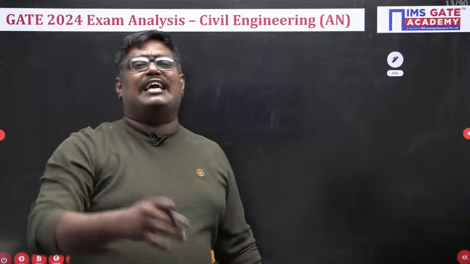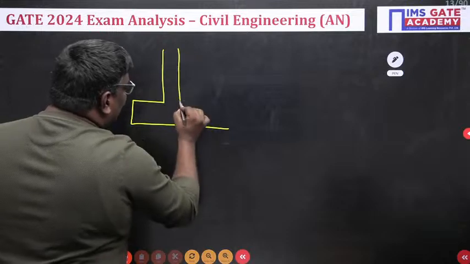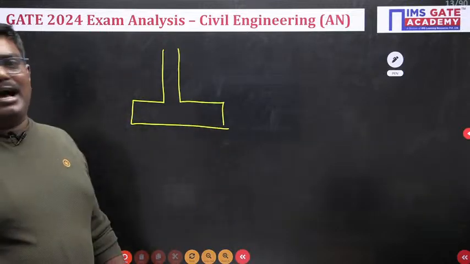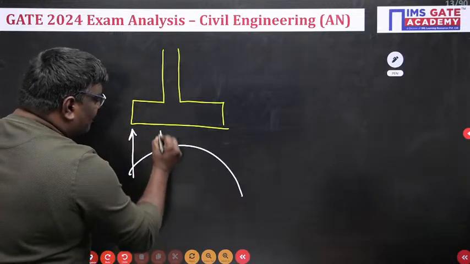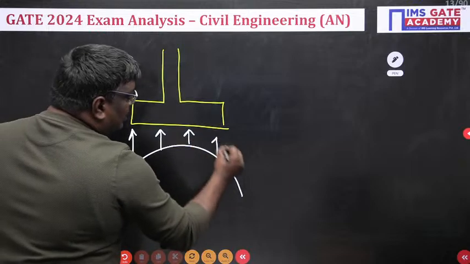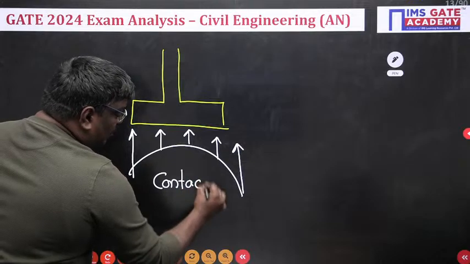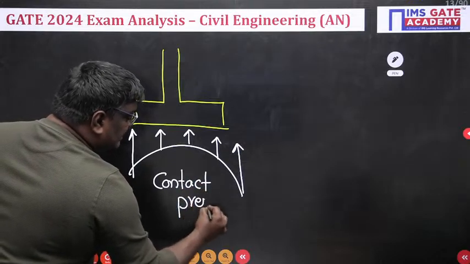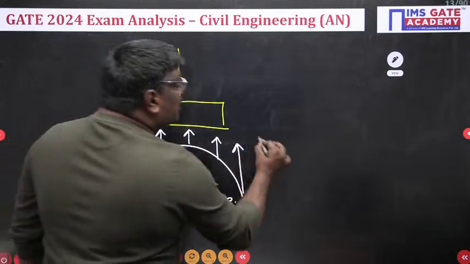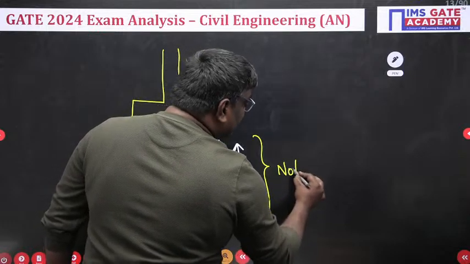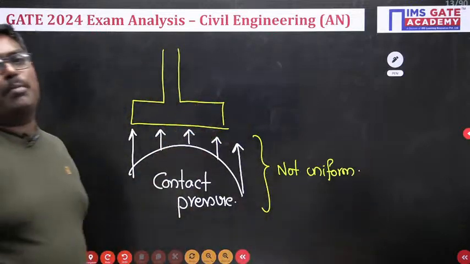Sir, whenever there is a GATE exam, these questions are coming very high. So if you see here, sir, if I consider this as a footing, okay. Now my dear students, they have given the contact pressure here. The contact pressure is in this way. If I consider this as the contact pressure, it is evident from the diagram that the contact pressure is not uniform, and it is in a parabolic variation.